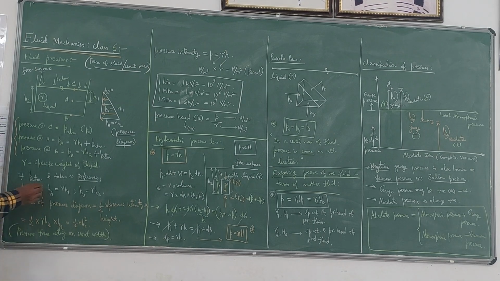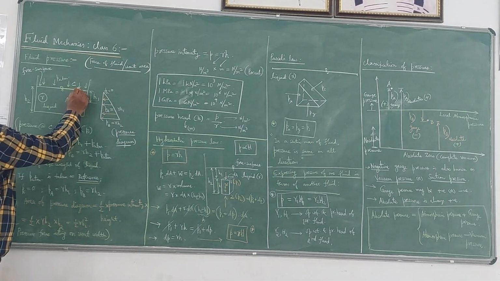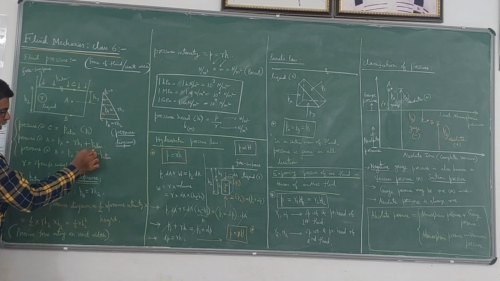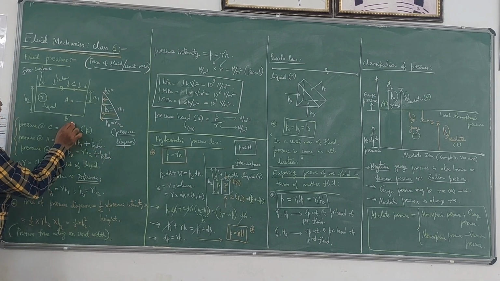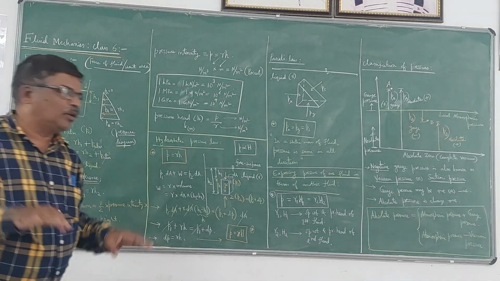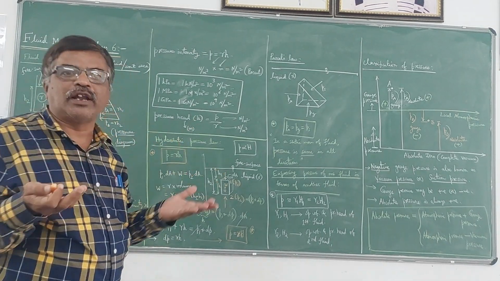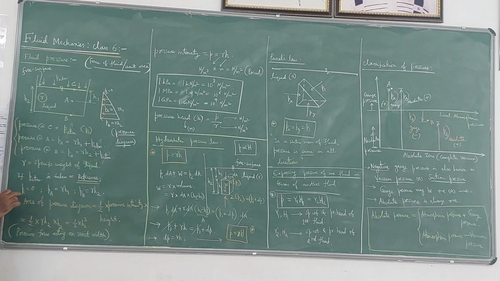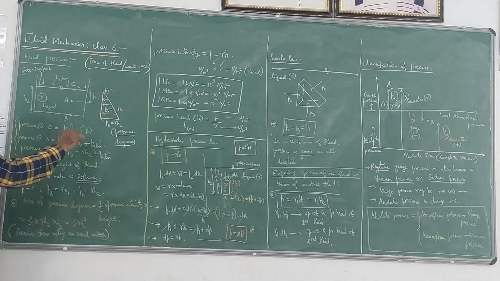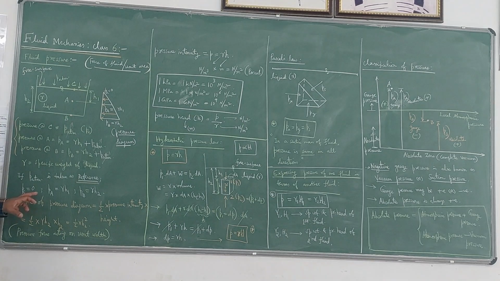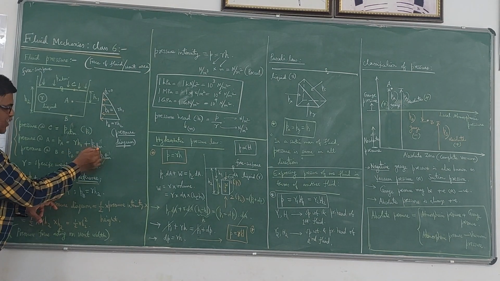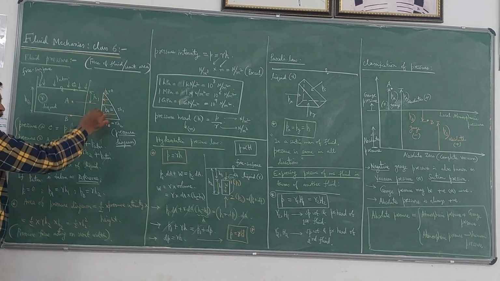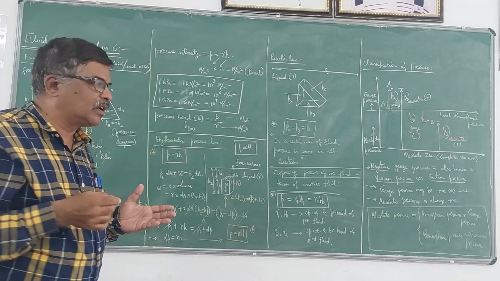Suppose the atmospheric pressure is taken as the reference or the datum. Reference means we can take it as 0. Above atmospheric pressure means it becomes a positive value. Below atmospheric pressure means it becomes a negative value. If you take that as 0, then what happens? This PC becomes 0, because I'm taking atmospheric pressure as reference 0. PC becomes 0. PA becomes only gamma H1. PB becomes gamma H2. So now I can represent those pressure values in the form of a diagram called a pressure diagram.